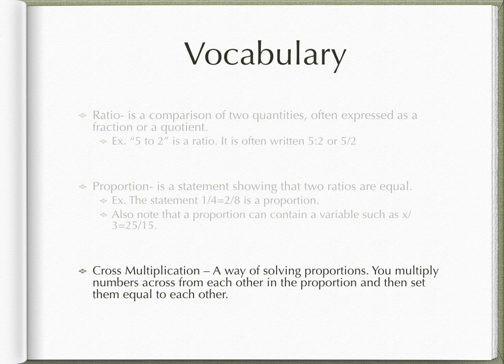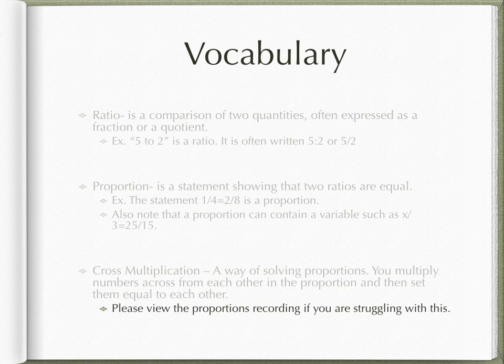Finally, we have cross multiplication, which is a way of solving proportions. You multiply numbers across from each other in the proportion and then set them equal to each other. If you need help with cross multiplication, please view the proportions recording to get more help.